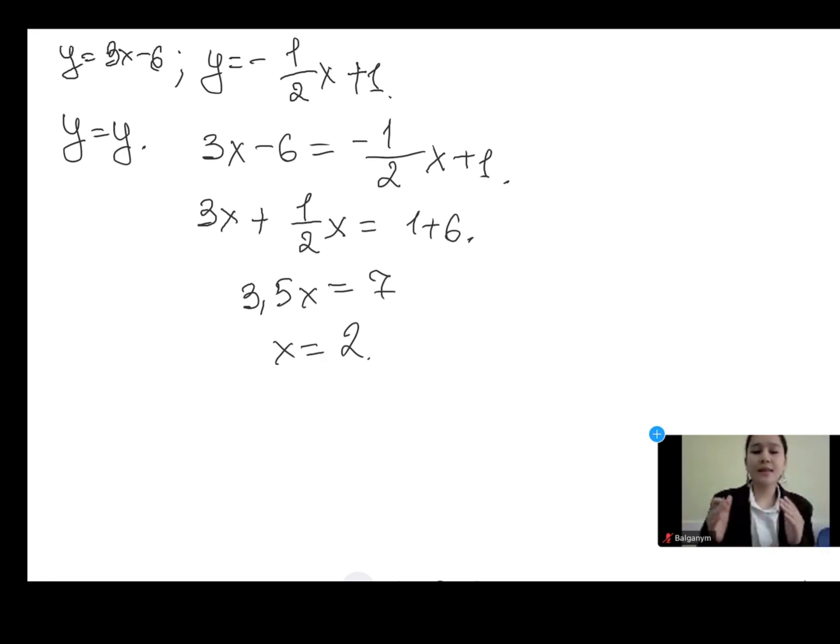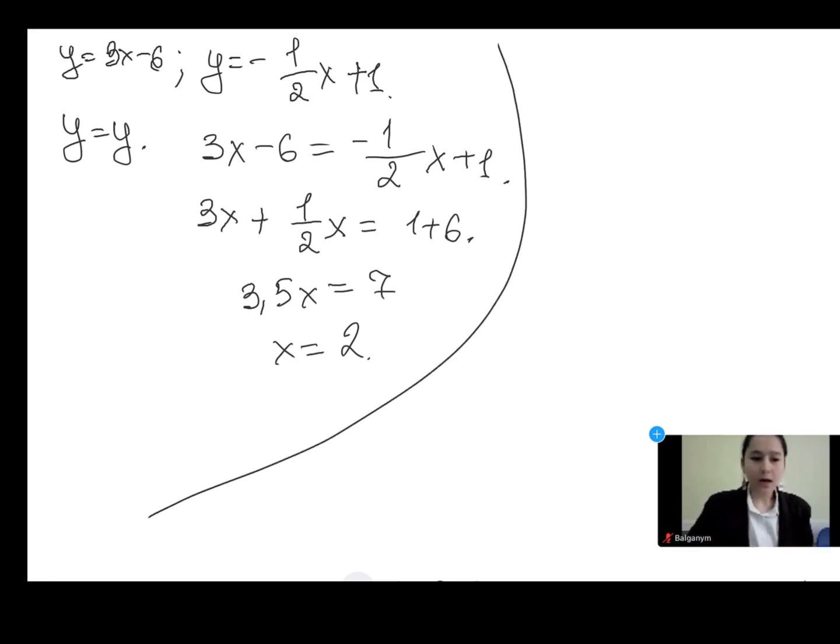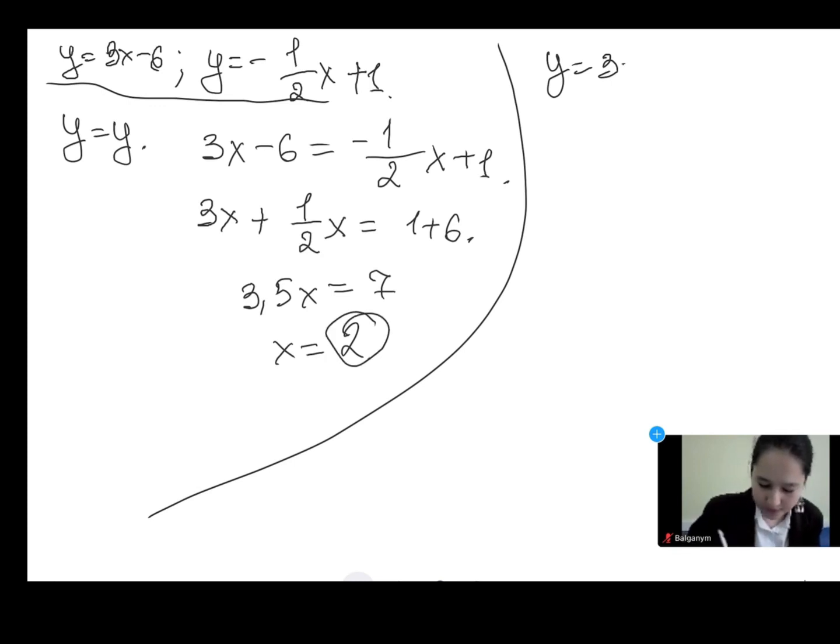Now we can put x in the place of any x. Let's check this right here. We have a function, and y is equal to 3 times x, we will write 2 multiplied by 2 minus 6. Y is equal to 0.